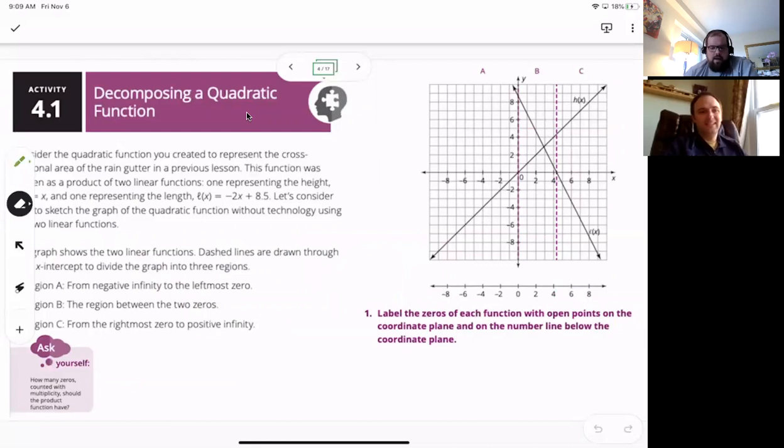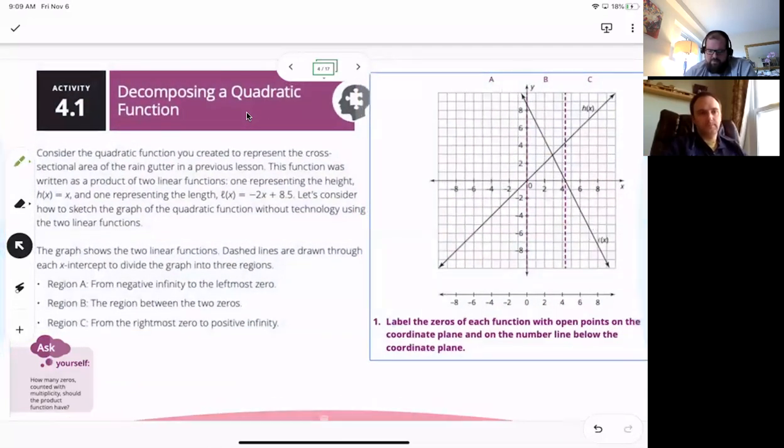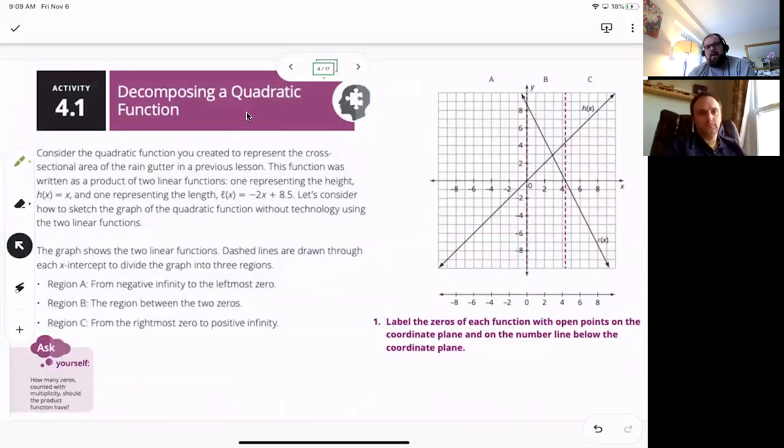All right. So what we're going to do next, and we're going to do a couple different decomposing activities based on different families of functions, is look at building and breaking apart a quadratic function to see how that's built from zeros and how that's built from linear pieces. We've done some of this before, but now we're going to do this in a more deliberate way.